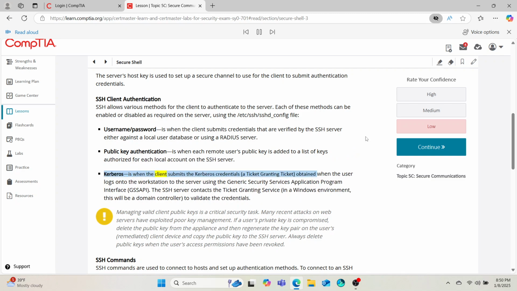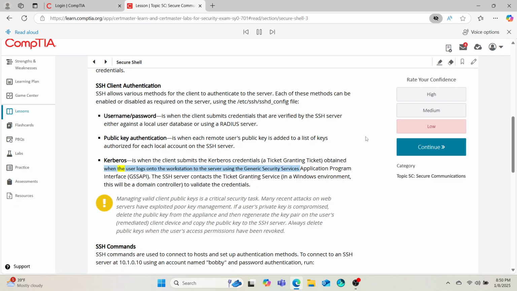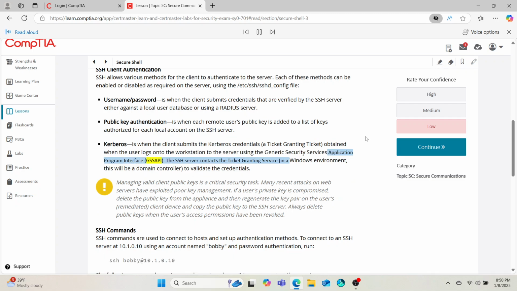Kerberos is when the client submits the Kerberos credentials, a ticket-granting ticket, obtained when the user logs onto the workstation to the server using the Generic Security Services Application Program Interface, GSSAPI. The SSH server contacts the ticket-granting service in a Windows environment. This will be a domain controller to validate the credentials.